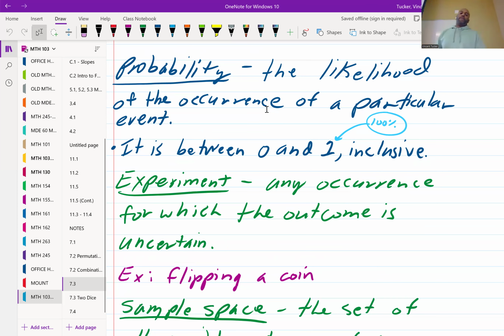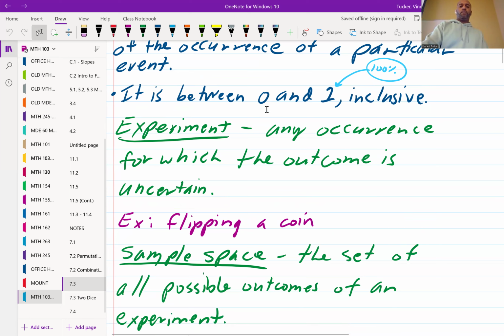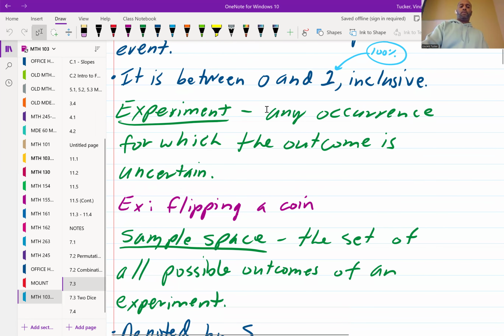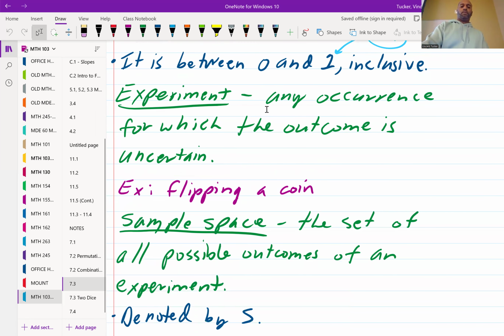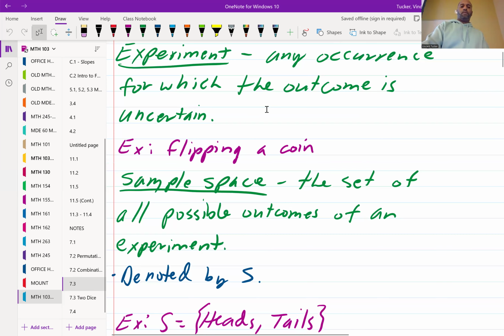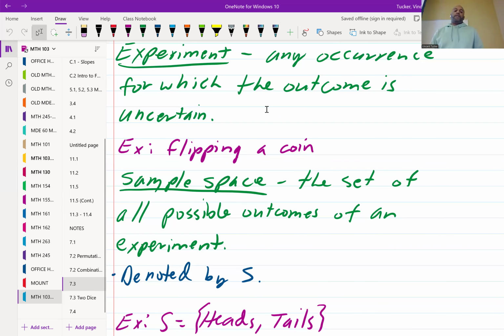All right, so an experiment is any occurrence for which the outcome is uncertain. Example of that is flipping a coin. And then our sample space is a set of all possible outcomes of an experiment. Usually we use capital S to notate our sample space. For flipping a coin, the sample space would be heads and tails.